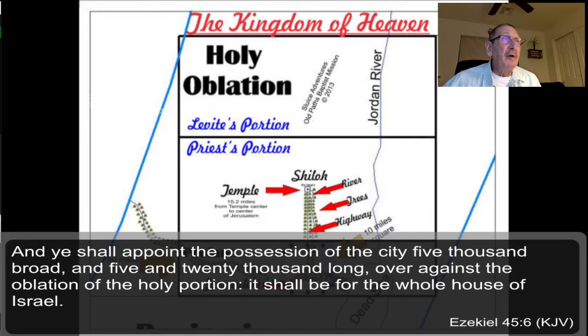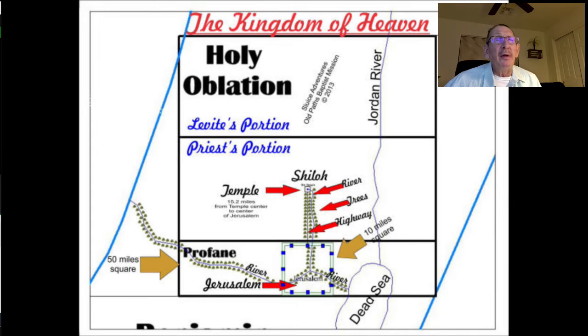Okay, Ezekiel 45:6. And you shall appoint the possession of the city 5,000 broad and 25,000 long over against the oblation of the holy portion. It shall be for the whole house of Israel. And that is coming down to this area. So this is for the rest of the house of Israel, as they're going to be in this area. So we can see that the priests and the Levites are going to get a larger portion than the general population. So it kind of gives you an idea too, the general division of the number of people that are going to be living in these different areas.